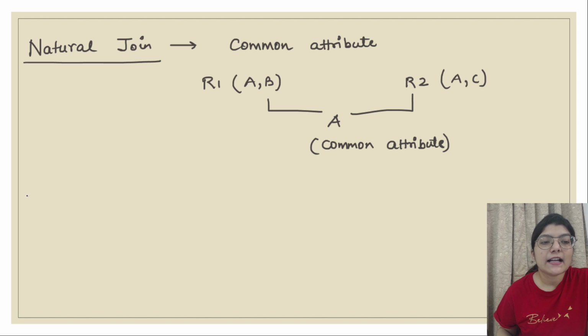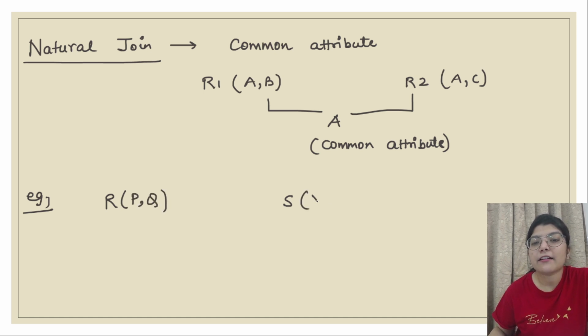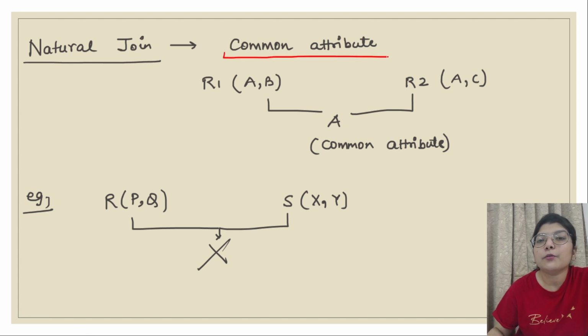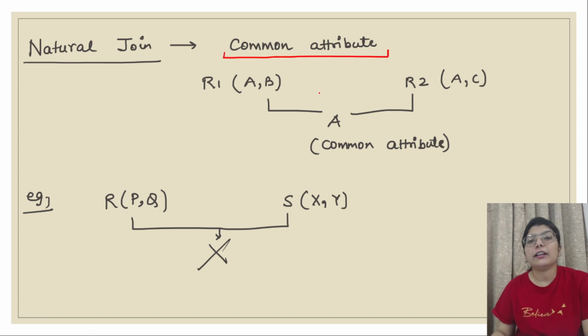Suppose I have a relation R with attributes P and Q, and a relation S with attributes X and Y. Between R and S, if I have to combine them, I cannot perform natural join. Why? Because there is no common attribute. So keep in mind that whenever you perform a natural join, a common attribute must be present between the two relations.